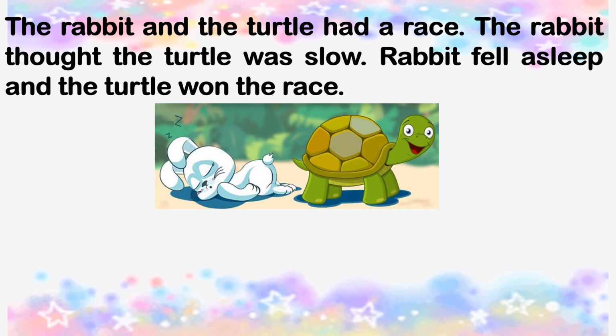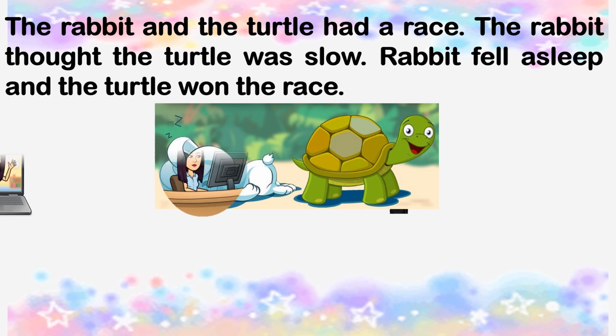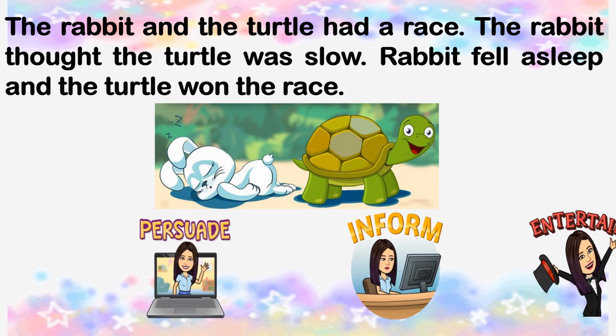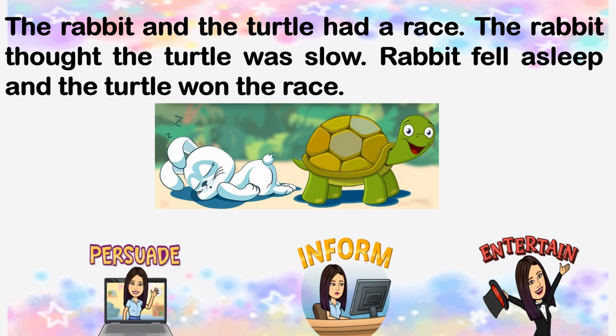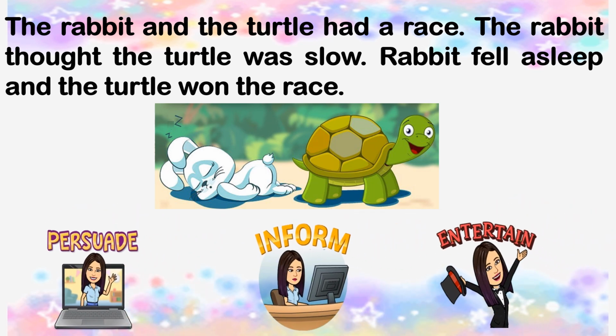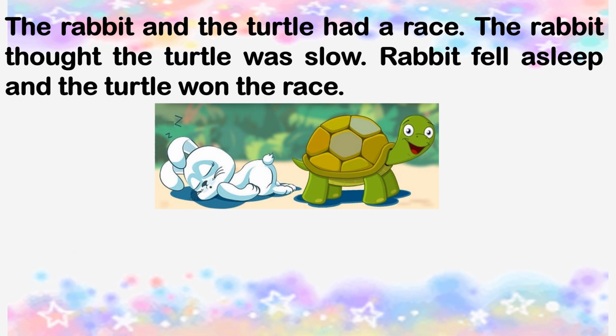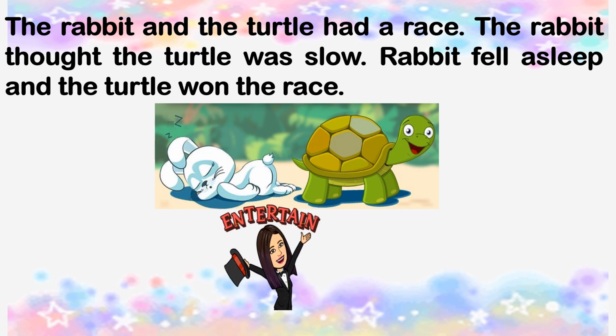The rabbit and the turtle had a race. The rabbit thought the turtle was slow. Rabbit fell asleep and the turtle won the race. What is the purpose of the author? To persuade, to inform, or to entertain? The purpose of the author is to entertain.